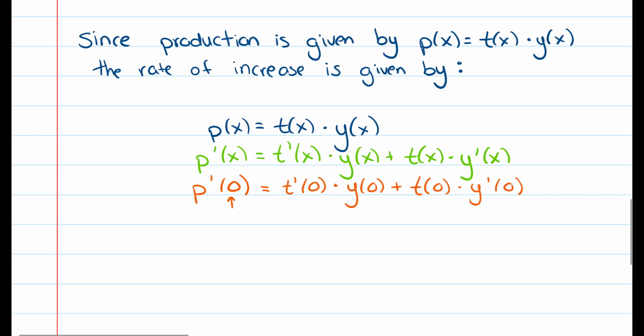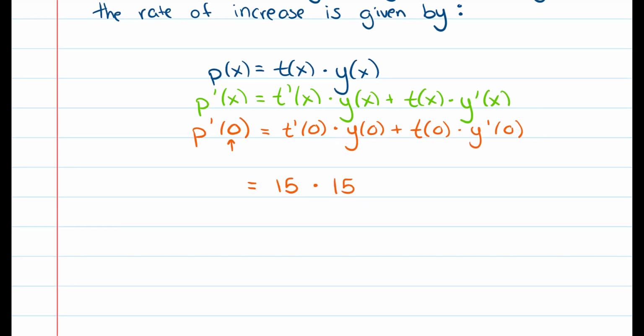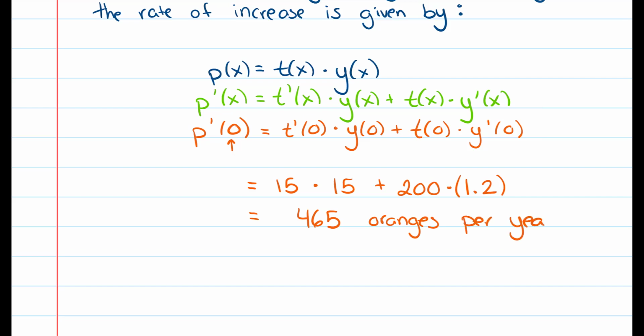And so now we're going to use all that information from earlier. So we get that t prime of 0 is 15 times y of 0, which is also 15, plus t of 0, which is 200, times y prime of 0, which is 1.2. And then we multiply those out, and you end up getting 465 oranges per year. So this is the change in production of how many oranges I am going to add to my crop per year.